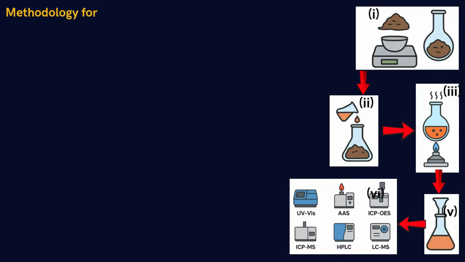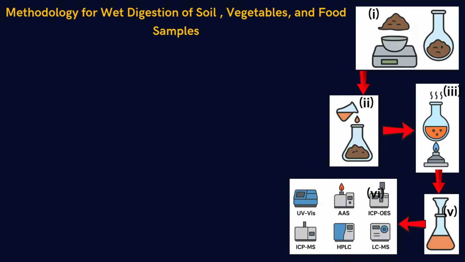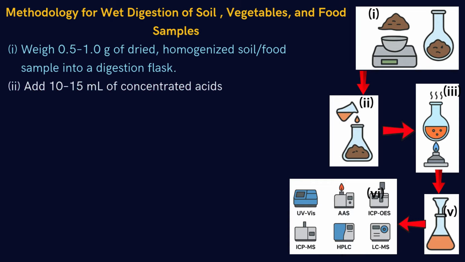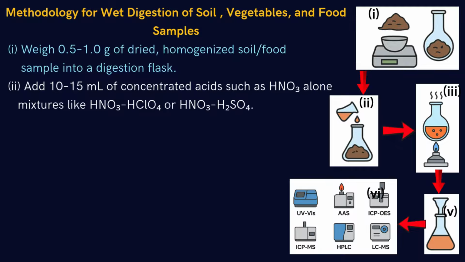Next, the methodology for wet digestion of soil, vegetables, and food samples. First one is, weigh 0.5 to 1 gram of fine powdered dried vegetable, soil or food sample into a digestion flask. Second one is, add 10 to 15 milliliters of concentrated acids such as nitric acid alone or mixtures like nitric acid and perchloric acid or nitric acid and sulfuric acid.